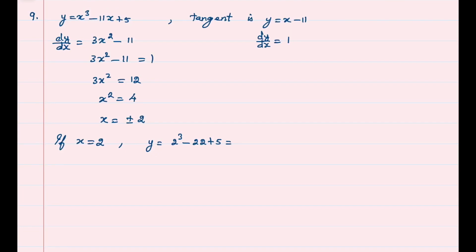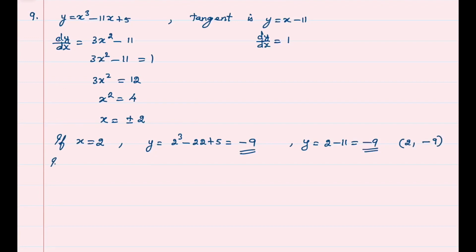8 plus 5, 13. 13 minus 22 is minus 9. Let us substitute in the tangent equation and check. y is, x is 2, 2 minus 11, minus 9. Both these equations are giving us the same answers for y. Therefore, the point is (2, minus 9).